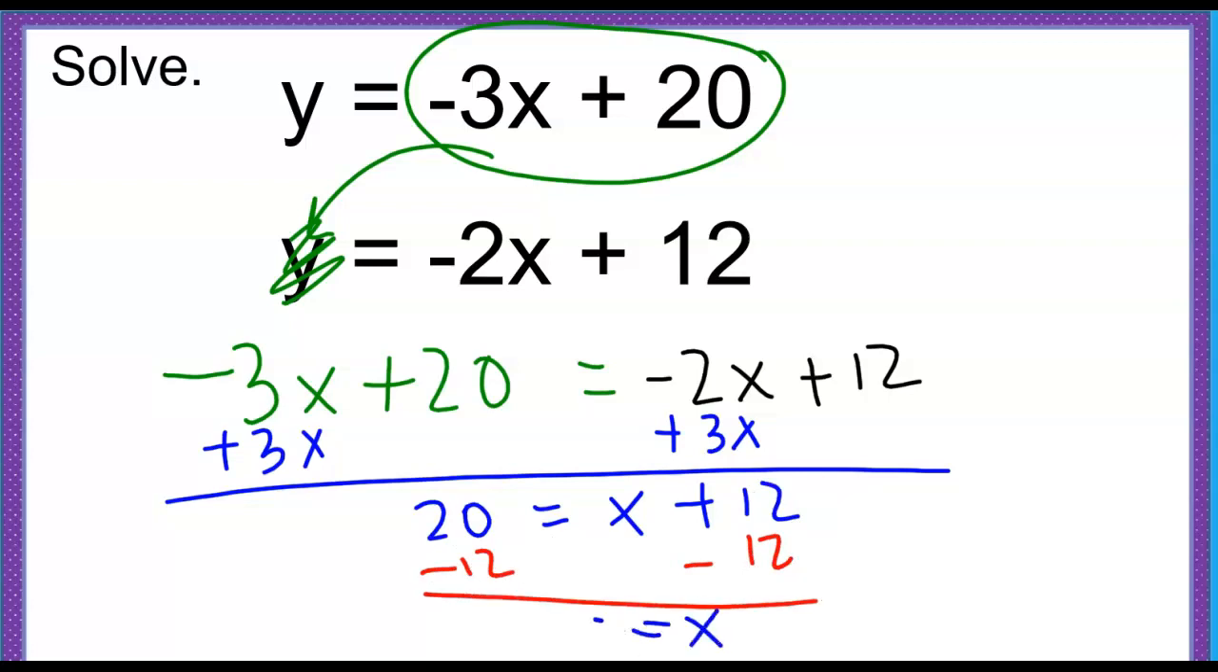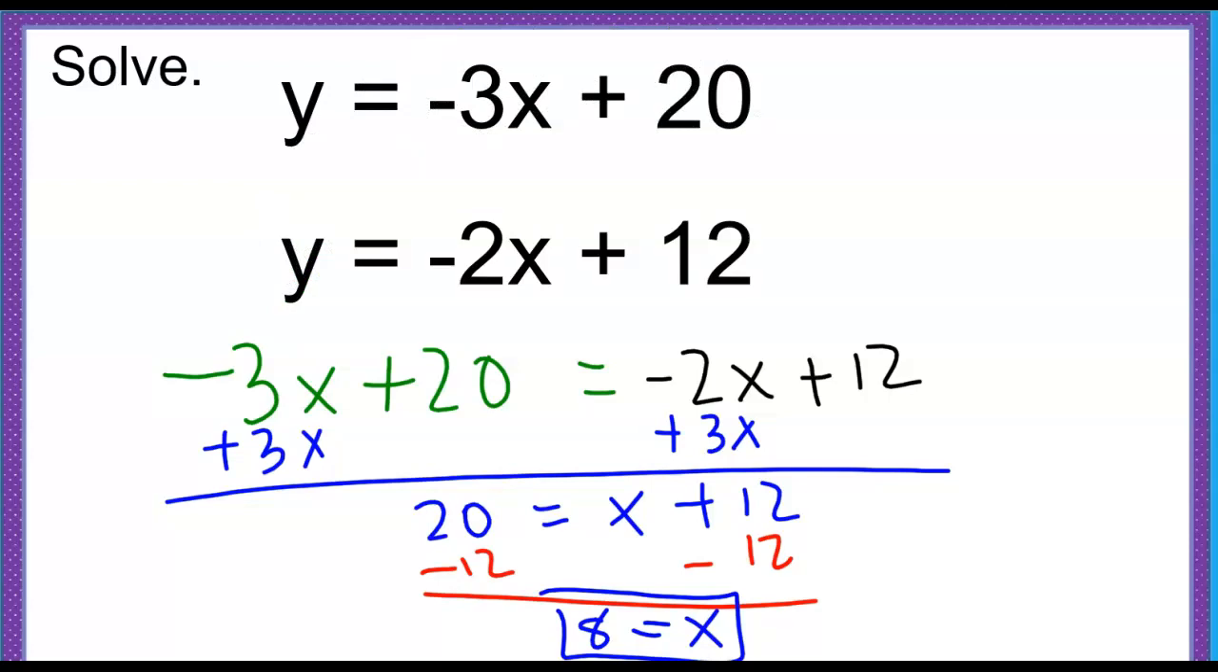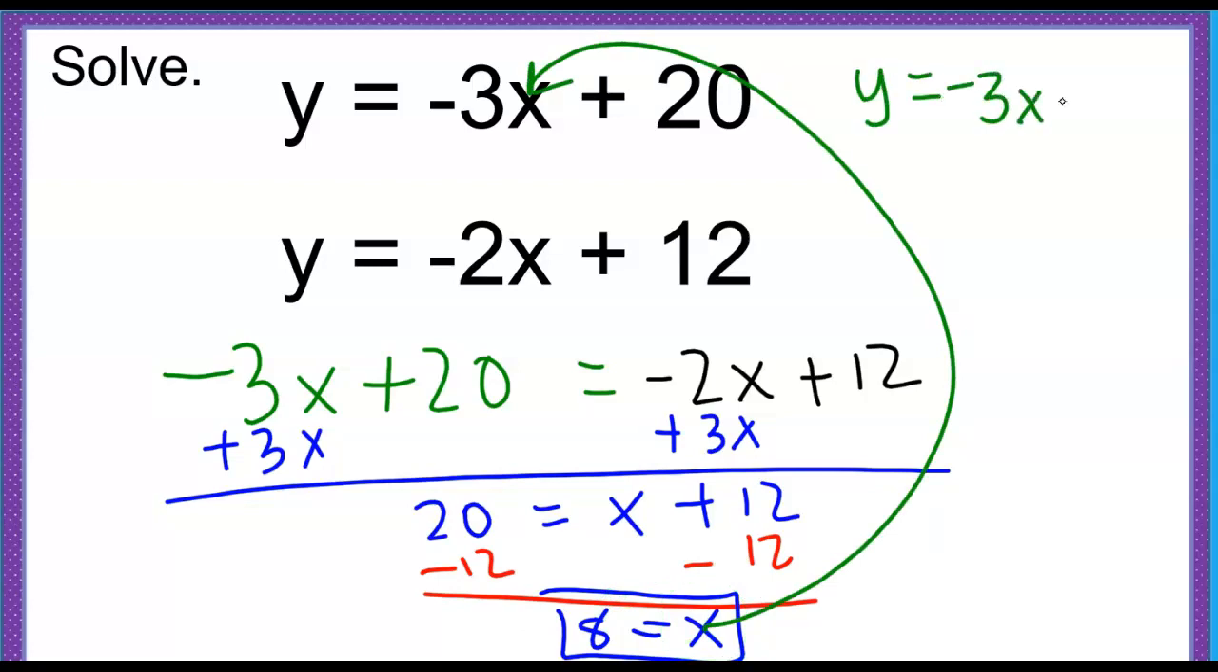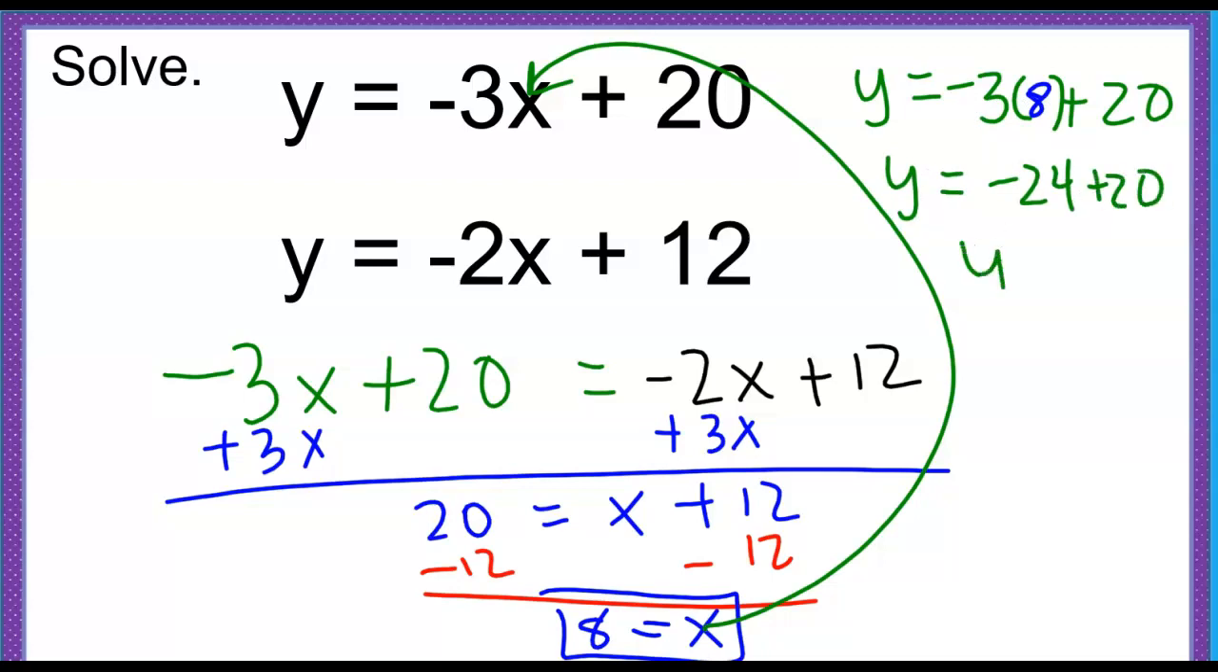x is equal to 8. One last step. Use either one of these sentences. It doesn't matter which one. But you have to remove the letter x and replace it with an 8. So I'm going to do this one. So y is equal to negative 3x plus 20, but I'm going to erase the letter x. I'm going to replace it with the number 8. And now all I need to do is compute. Negative 3 times 8 is negative 24, and negative 24 plus 20 is negative 4. And that's how you solve systems using substitution.